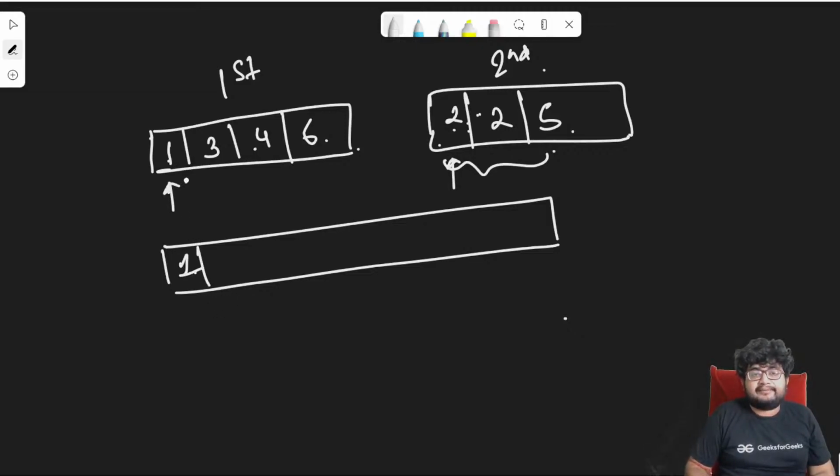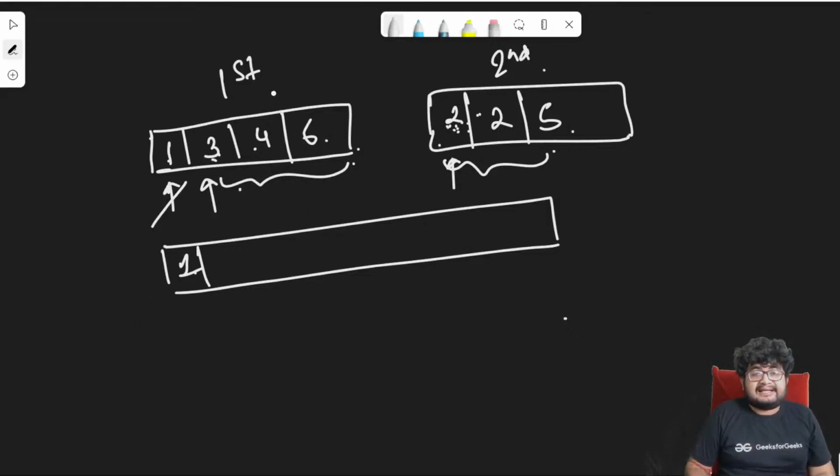So 1 is added here. Next 3. Now ARR I is not less than ARR j, right? Now this actually gives the inversion. What is the inversion that is given? 2 is less than how many elements? 2 is coming on the right hand side. It is less than these many elements. So that is how much?